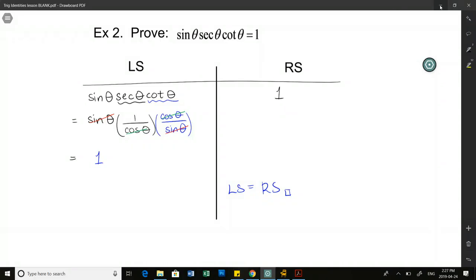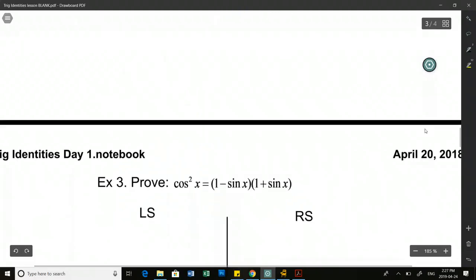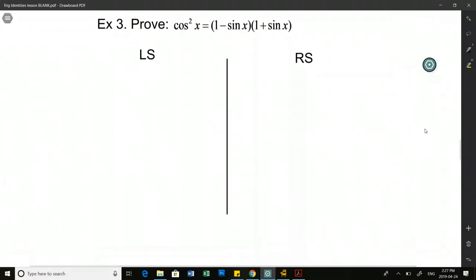Okay, questions on this example? How are we doing so far? Is this all right? This next one is going to get a little bit harder. Okay, let's try another one, and then we'll take a quick break, okay?